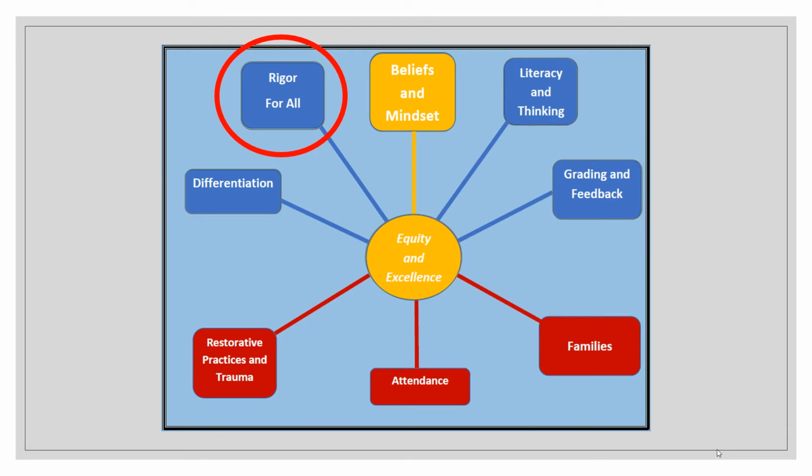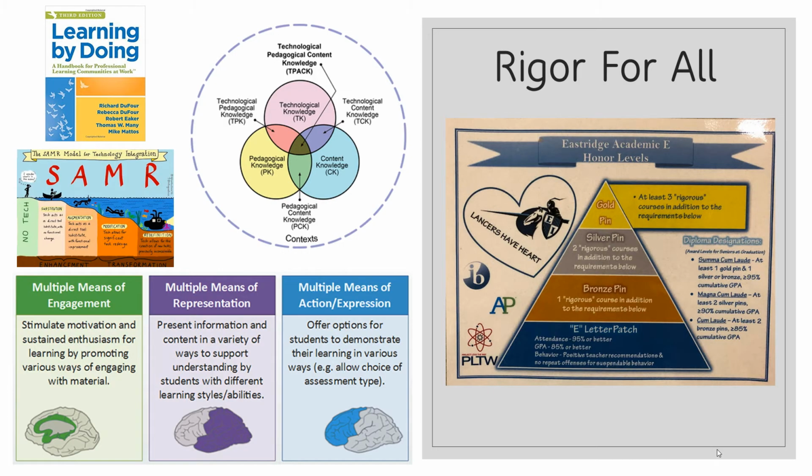Rigor for all is another part of the framework. Going hand in hand with differentiation, meeting the individual students' needs, we also want to push them to the highest level possible. We do that in our school by making all our kids take at least one advanced course by the time they leave our high school. As we're doing that, we need to be cognizant of incorporating the TPACK framework, the SAMR model, and the pieces of technology that we're using to meet the students' needs.